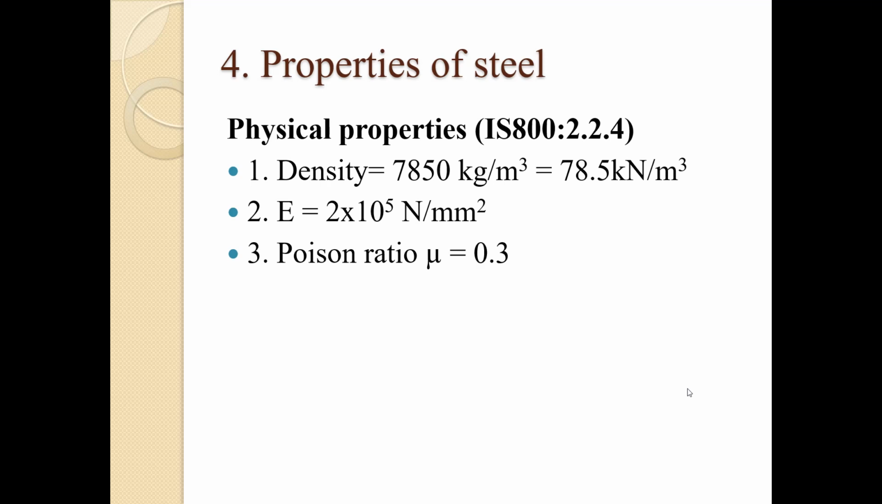According to IS 800, the properties of steel are: density is 7850 kg per meter cube, which equals 78.5 kilonewton per meter cube. The Young's modulus E, or modulus of elasticity, is 2 into 10 raised to 5 Newton per mm square. You might have calculated it last year. The Poisson's ratio mu is 0.3.